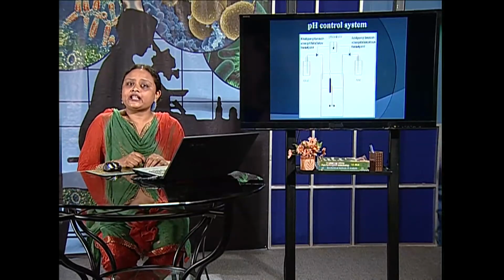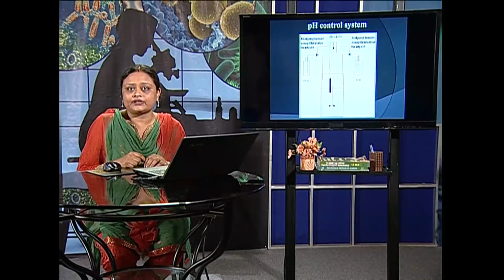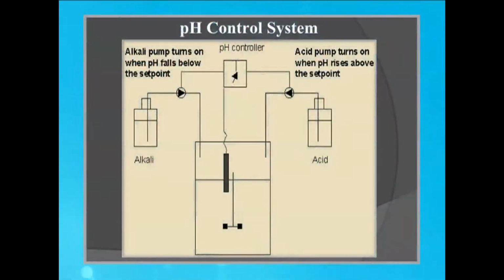Then we are seeing the pH control system. Here also, again, we definitely require sensors to test the pH, and depending on the need, alkali pumps are there, which will pump in alkali if the pH is falling, while we have an acid pump which will introduce acid into the bioreactor if the pH is rising, for the maintenance of the pH inside the bioreactor.